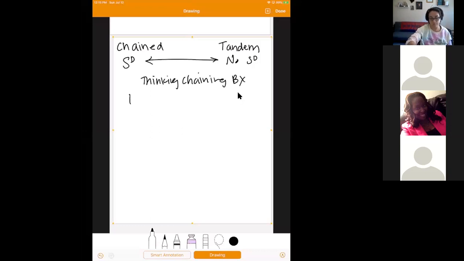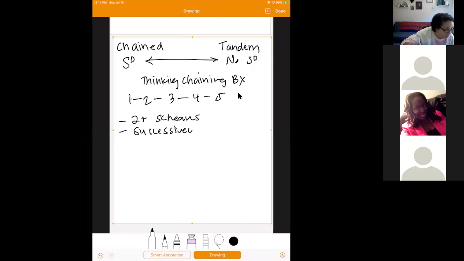1, 2, 3, 4, 5. It's just chaining behavior. It's 2 or more schedules. They occur successively, and order matters. Literally, that's it. It's one behavior. One behavior with 2 or more schedules that occur successively and order matters.